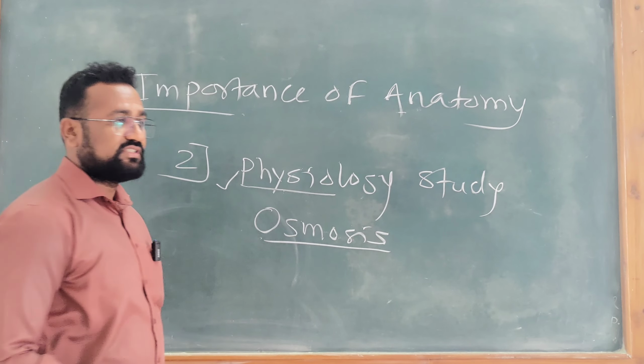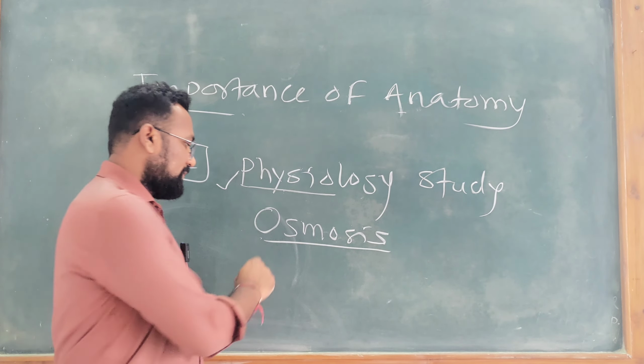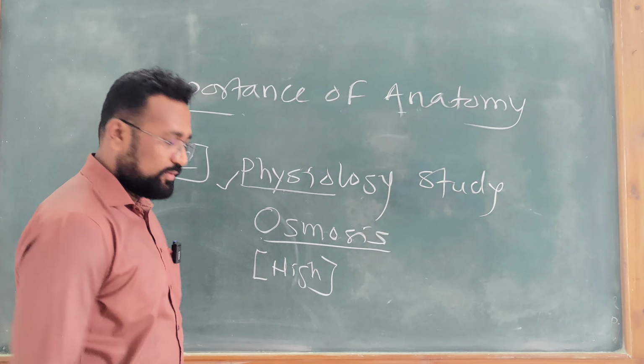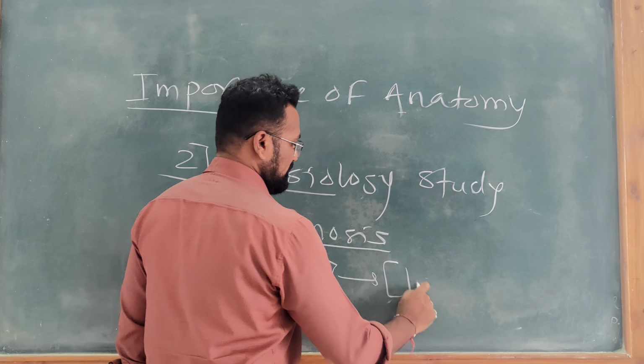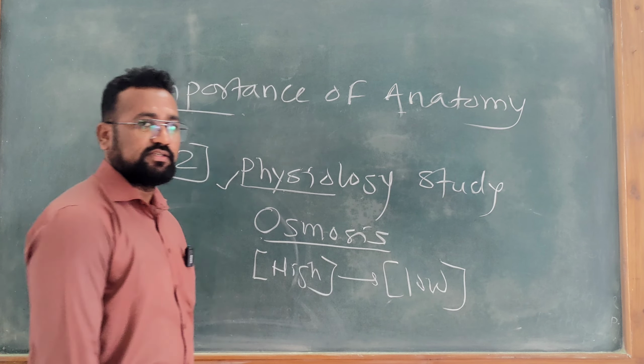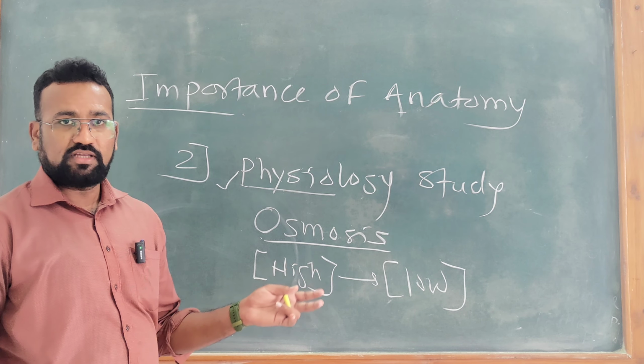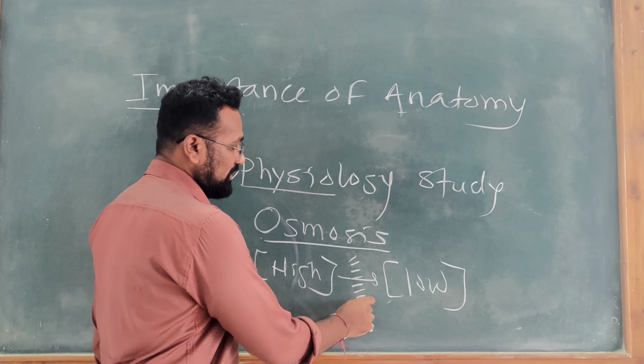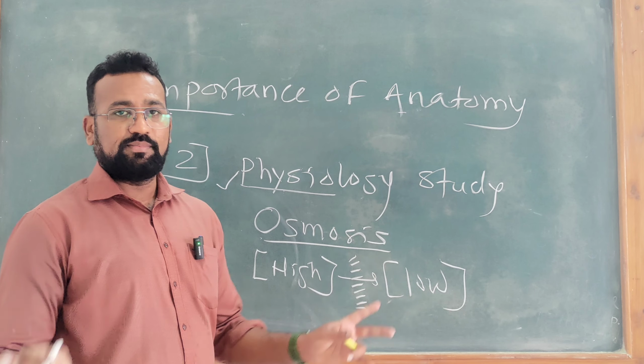So how does osmosis take place? Osmosis means molecules moving from higher concentration to lower concentration through a semi-permeable membrane. So this is the general definition.